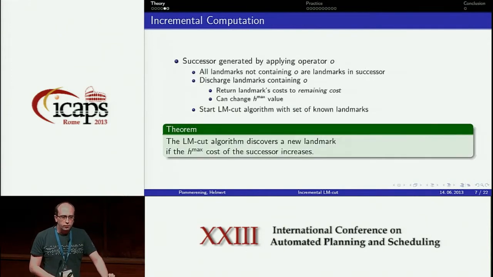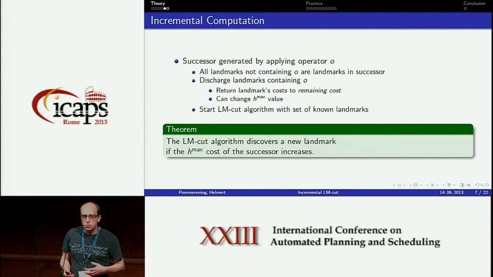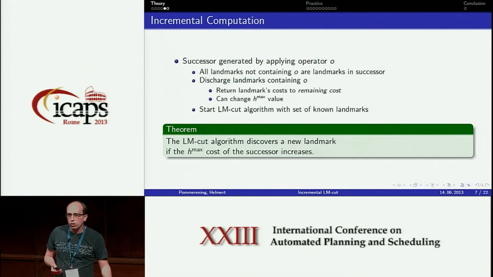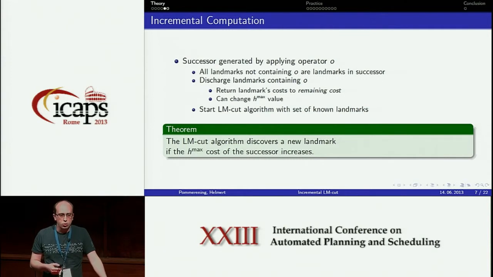Okay, so when we reach a successor state by applying an operator O, all landmarks that do not contain this operator O are also landmarks in the successor state, so we can just keep them. For all landmarks that do contain the operator O, we can no longer guarantee that they are landmarks, so we discharge them. By discharge, I mean we undo everything we did when we first discovered them.